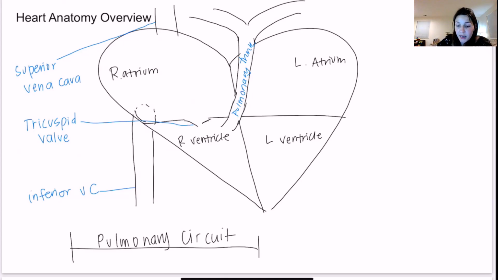So from there, blood goes to the lungs, the right and the left lung. So we go to the lungs. So that's the main parts of the right side of the heart that I want you to know. The left side of the heart, we have vessels entering the heart as well. So vessels always come into the atrium first. We don't come into the ventricle, into the atrium.